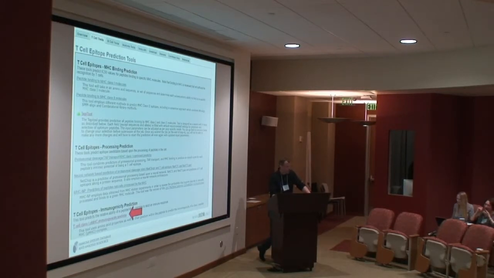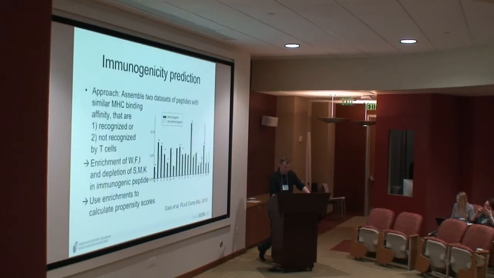Sandeep is going to talk later about class 2. This is just for class 1. This was our first attempt, where we looked at a set of peptides that binds perfectly well to MHC but is not recognized by T cells, that's in white, and a set of peptides that is binding at a similar level to MHC and is recognized by T cells, that's in black. Then we look at the distribution of amino acids in these peptides, with the frequencies compared to red, which is what you would have in the same set of source proteins.